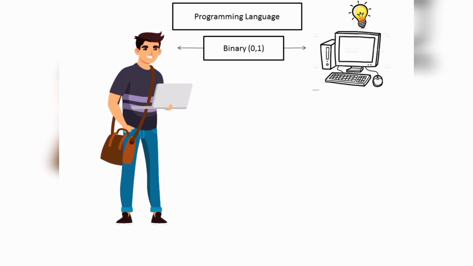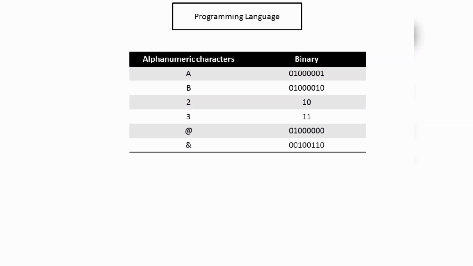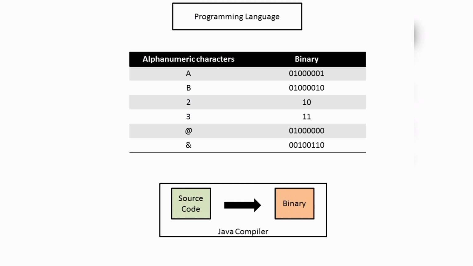Using different combinations of 0 and 1, we can form alphabets like A, B, C, D, or decimals like 0, 1, 2, 3, or even special characters like hash, ampersand, etc. Here, programming languages come into the picture. If we are using Java, then its compiler and interpreter help to convert the source code into binary so that the computer is able to understand it.